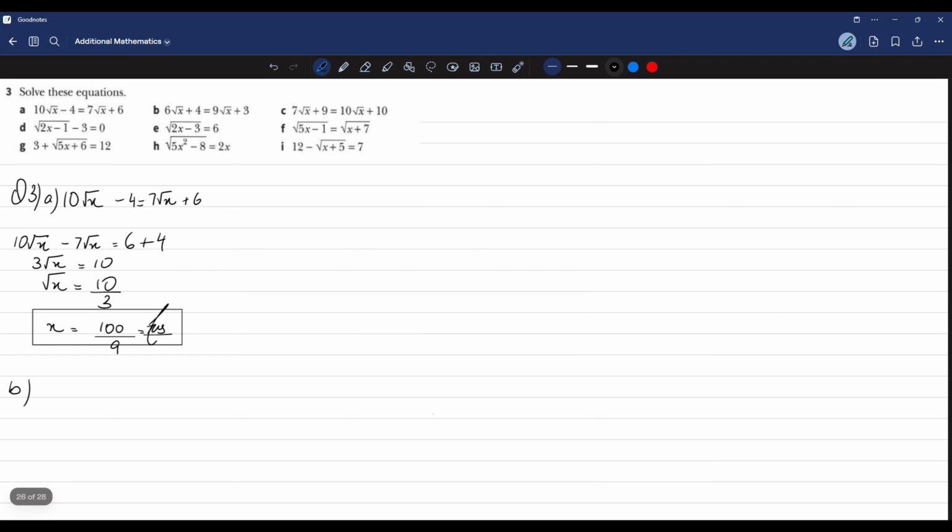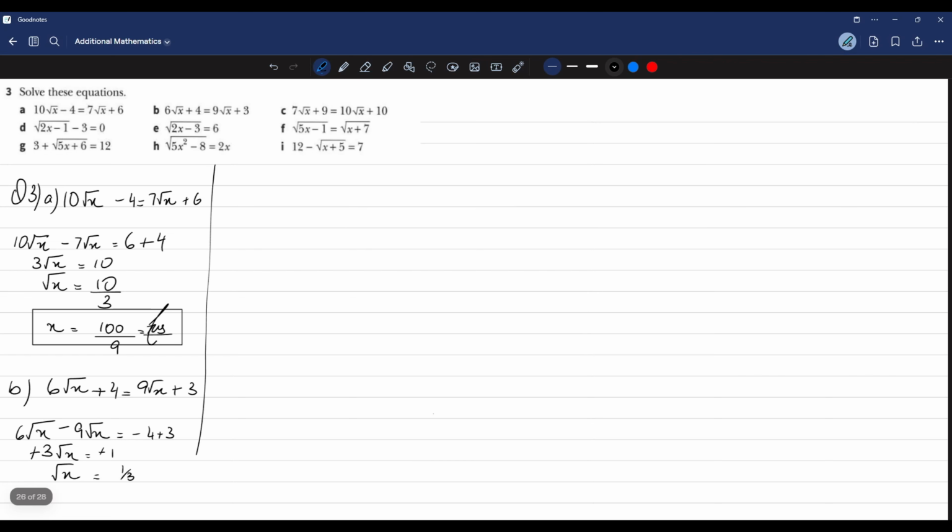For part B, we have 6 under root x plus 4 is equal to 9 under root x plus 3. So these are basically really simple questions. They're following the same pattern now and then. So 6 under root x minus 9 under root x should be equal to negative 4 plus 3. What is 6 minus 9? In fact, negative 3 under root x should be equal to negative 4 plus 3, which is negative 1. If we cancel down this value, we have under root x equal to 1 over 3.